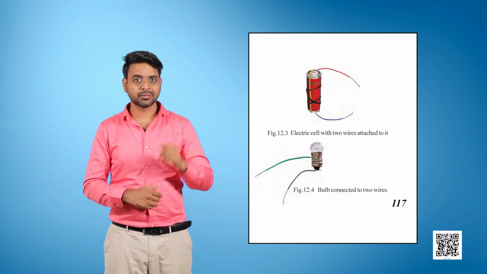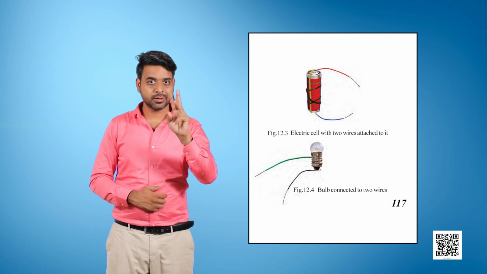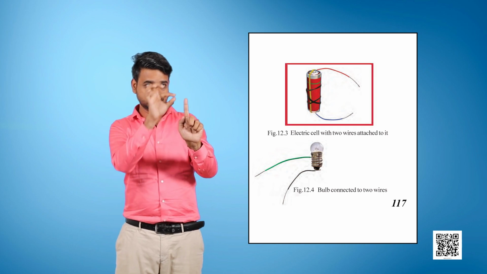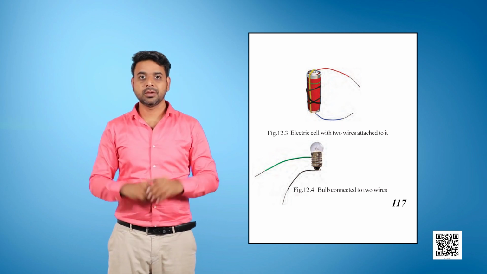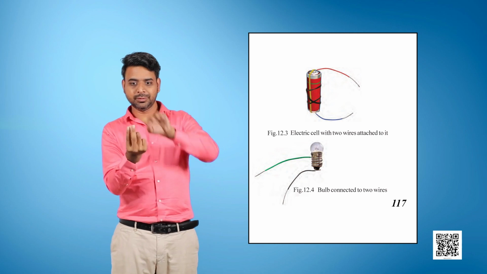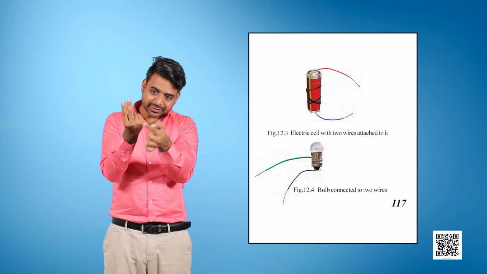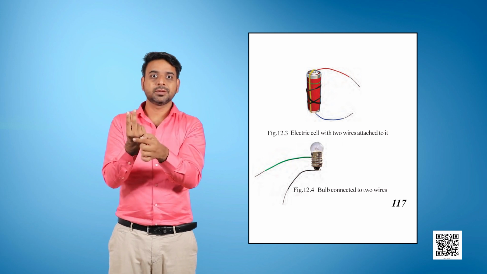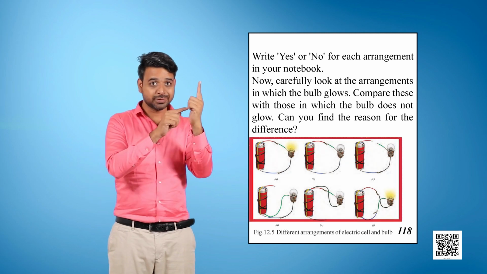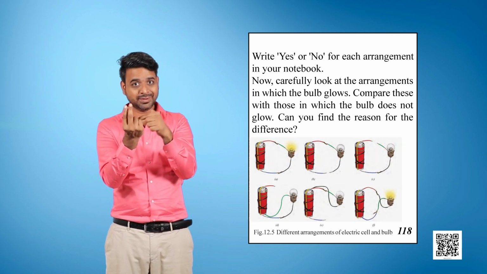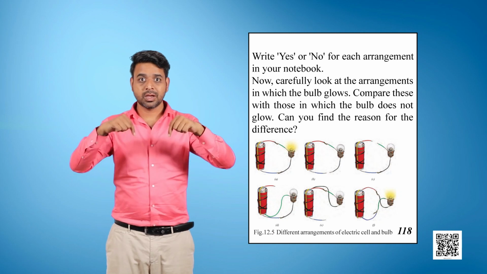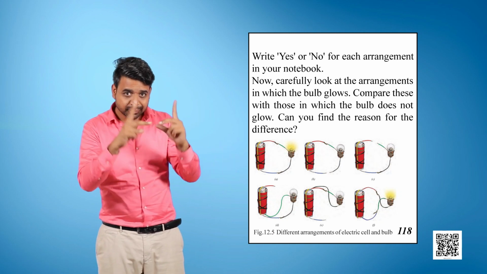Figure 12.3 shows an electric cell with 2 wires attached to it. Figure 12.4 shows a bulb connected to 2 wires. Figure 12.5 shows different arrangements of electric cell and bulb. Write yes or no for each arrangement in your notebook.